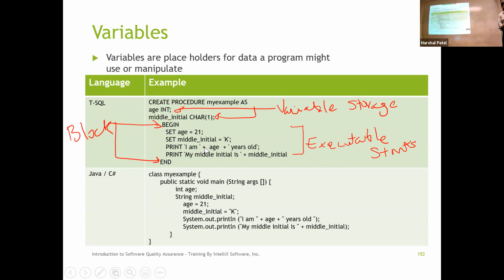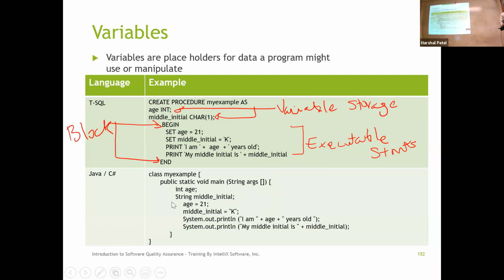in Transact SQL is essentially you take whatever message you want, and you concatenate through the plus operator. It says I am, and then plus age plus years old. So what it will do, it'll take whatever the value was, set it up and replace it here at runtime. It says I am 21 years old. Same thing, my middle initial is, and then it'll take whatever value of that particular storage is, and then it will display it.